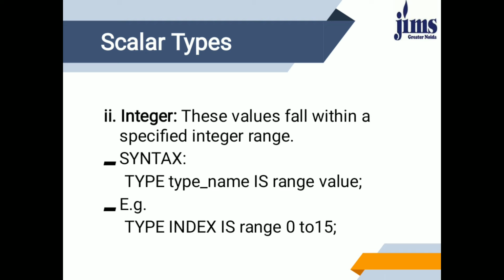You can also define the subtype of that type. Like we are defining a range for a type from 0 to 15. Now we can also define a subtype. Shorter is a short range 0 to 5. So in this way we can define the subtype of a type.